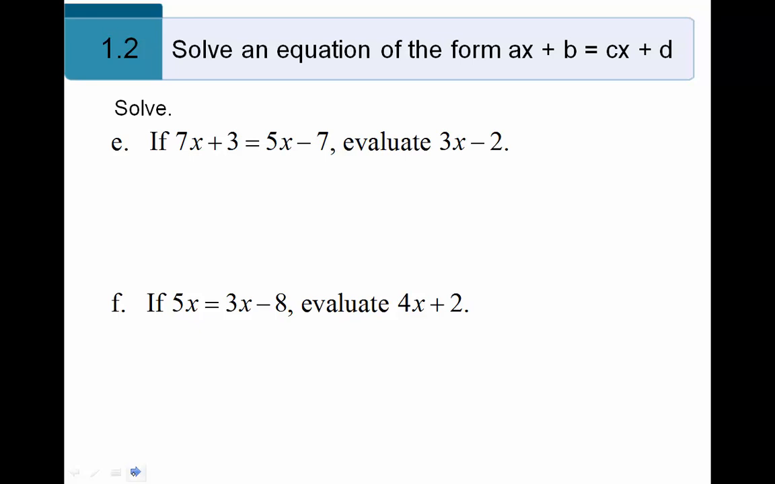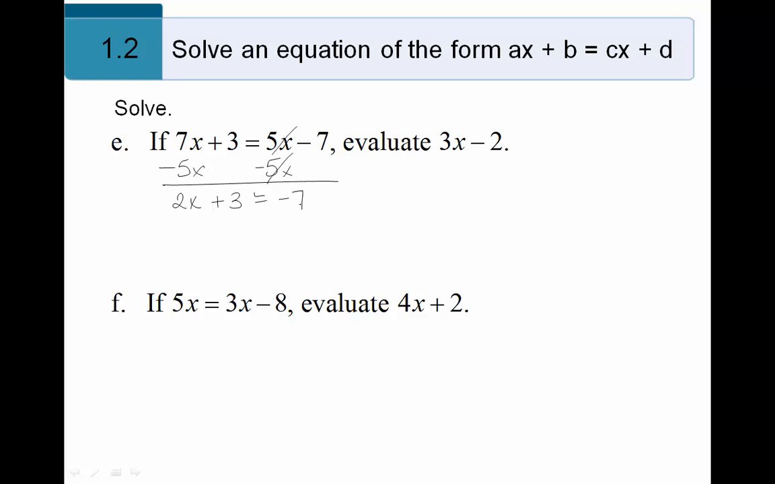To get all the variables on the left-hand side, we need to remove that positive 5x from the right-hand side, and to do so, we'll subtract 5x or put a negative 5x on both sides. Combining the x's, positive 7 and negative 5 is positive 2, so we get 2x plus 3 equals. On the right-hand side, the 5x's cancel, and we're left with a negative 7.